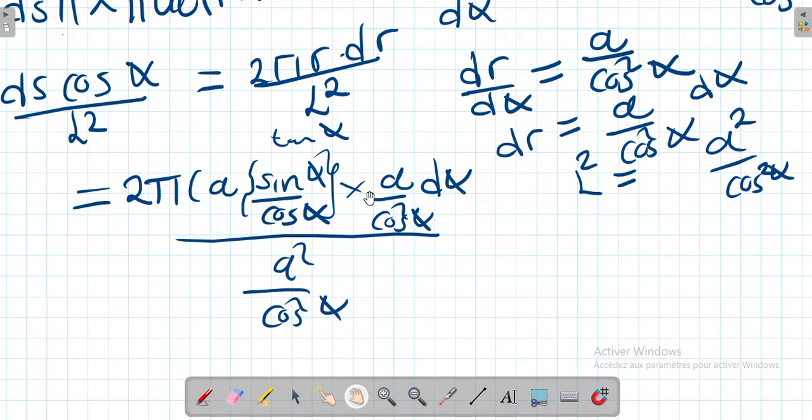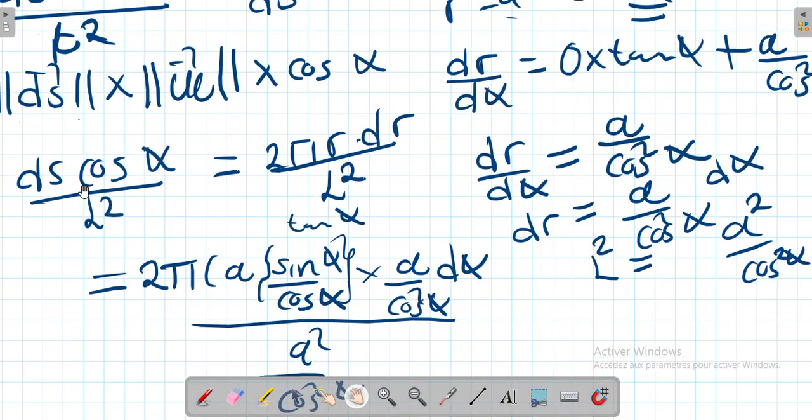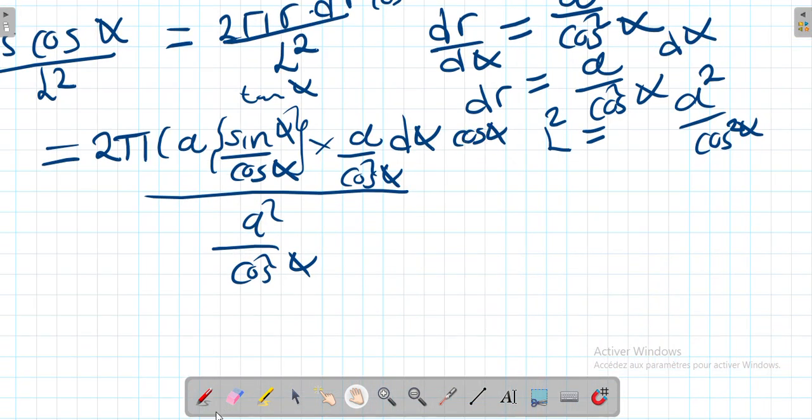Yeah, no, I think I've forgotten something. So here it's going to be ds cos alpha. I forgot the cos alpha part because this is ds. So ds multiplied by cos alpha here. So here we're going to have cos alpha. Okay, I just forgot this term.